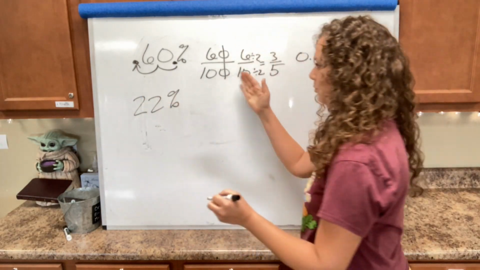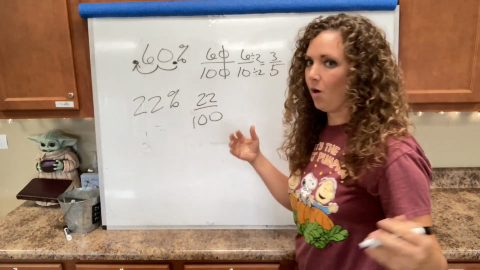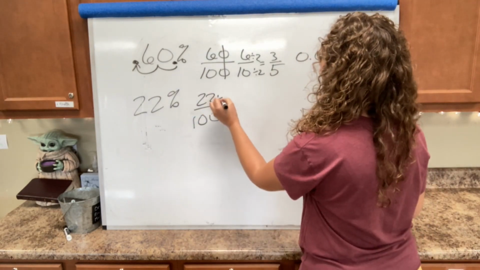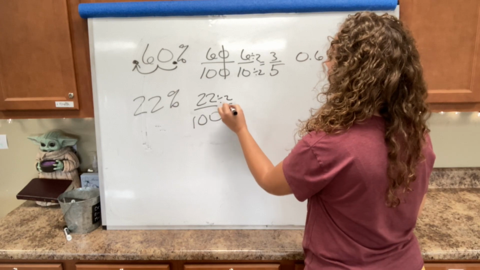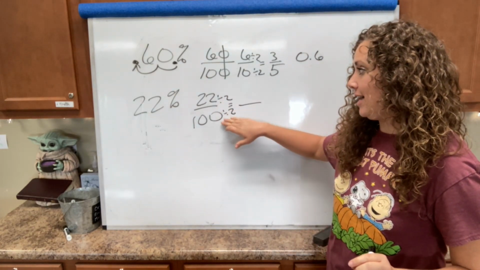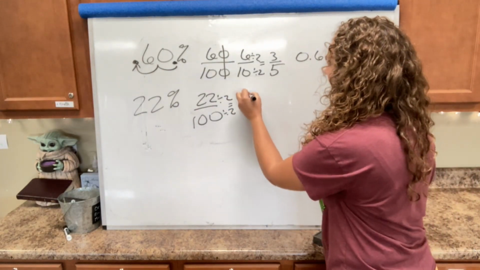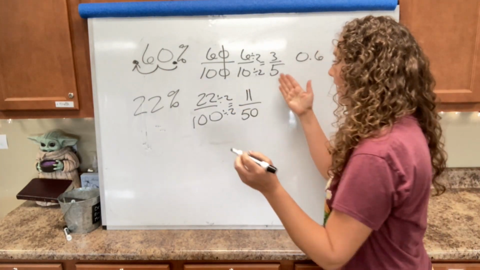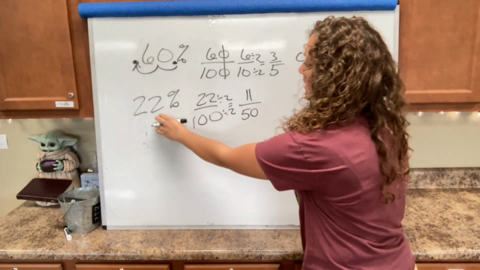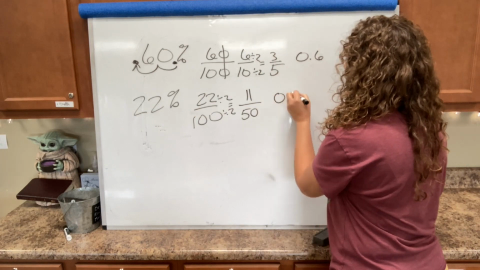22%. To put it into a fraction, 22 over 100, and then you always simplify. I'll divide by 2 first. When you simplify, you have to make sure that you're simplifying the numerator and the denominator by the same number. So 2 goes into both of those, and I get 11 over 50. I cannot go any further. And then to make this into a decimal, I just go bloop, bloop, and it is 0.22.